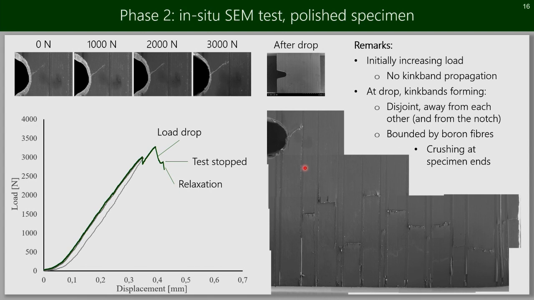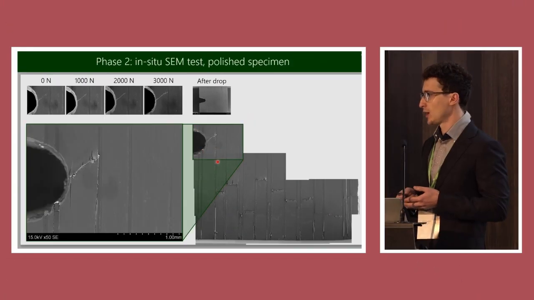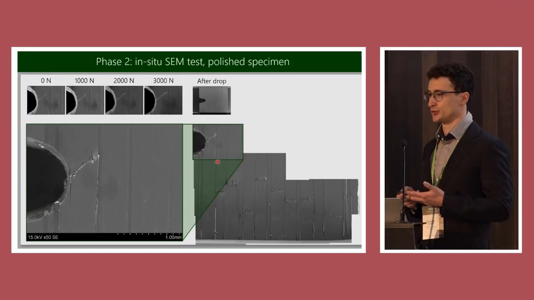What we could see is that we had a number of kink bands occurring all over the place, but what's interesting here is that they are all disjoint from each other. They are away from the notch. So it seems that after the first one, the notch was basically blunted and isolated, and each single strip of carbon material was behaving as a single object, let's say. The boron fibers, which I have highlighted here, were basically isolating all these different kink bands. We also observed some crushing at the specimen ends. So there is something happening here, and we wanted to understand what it is.